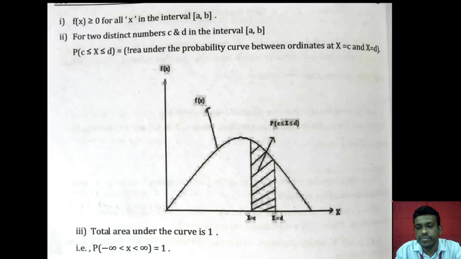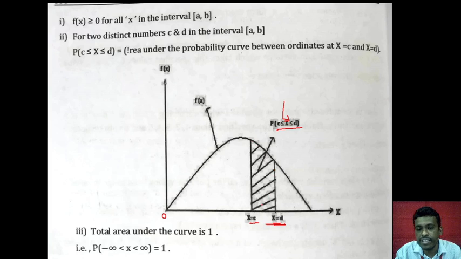Now there are 2 points. I have taken x equal to c and x equal to d. These are x values. It starts from somewhere like 0, 1, 2, 3, 4, 5, 6, 7, and there is some number c, and some other number d. Now when I take these 2 numbers c and d and find the area between them, or the probability that the variable x lies between c and d, this is given by the area under the shaded region.